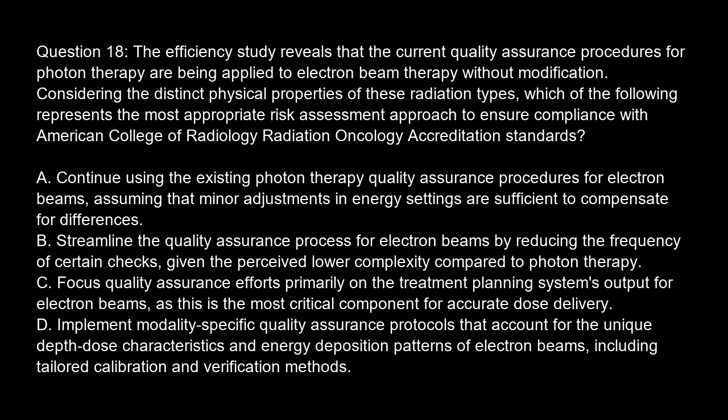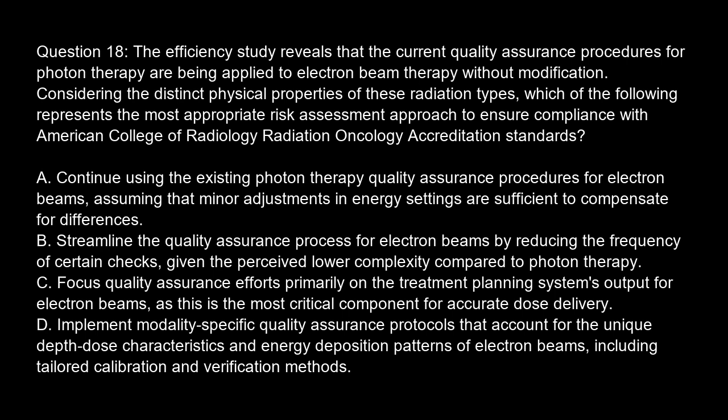Option A. Continue using the existing photon therapy quality assurance procedures for electron beams, assuming that minor adjustments in energy settings are sufficient to compensate for differences. Option B. Streamline the quality assurance process for electron beams by reducing the frequency of certain checks, given the perceived lower complexity compared to photon therapy.